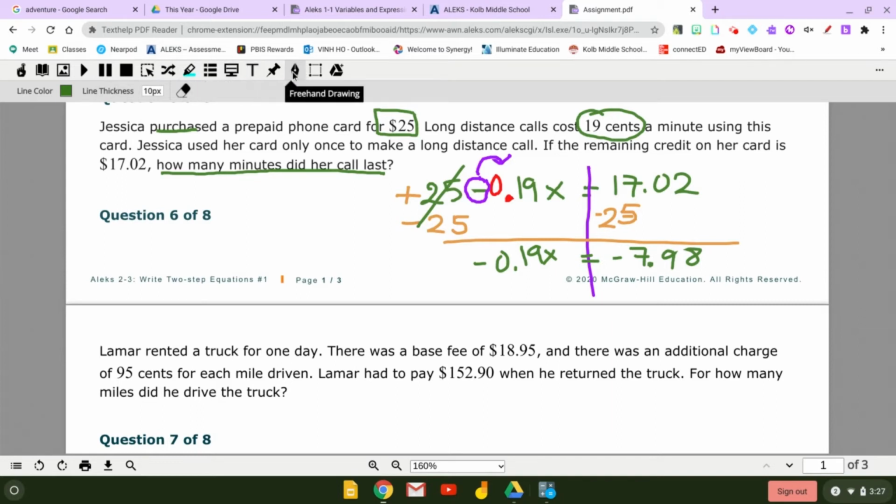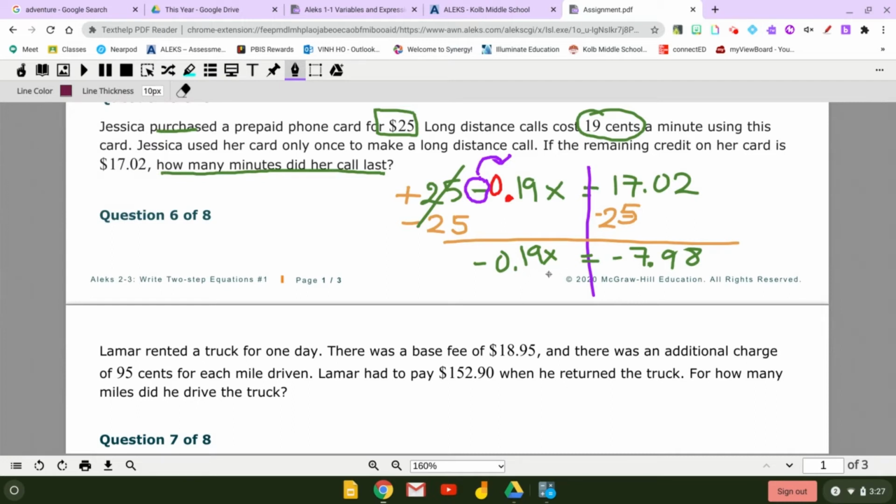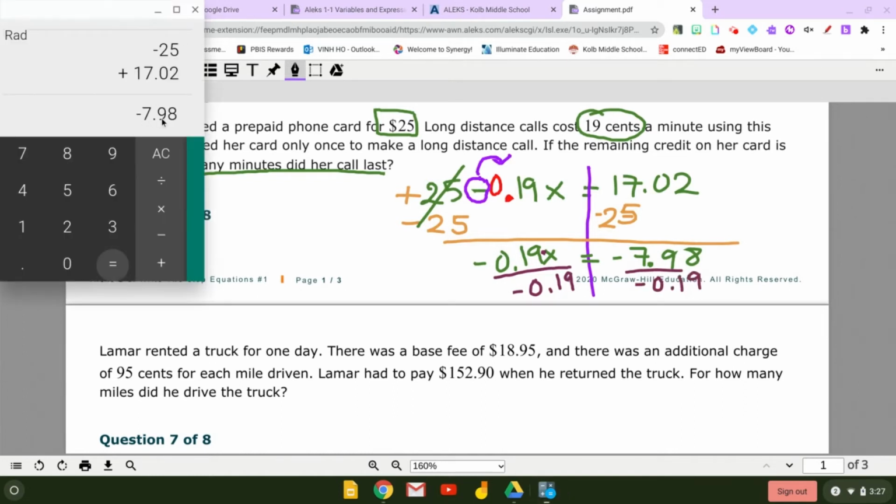Okay, and continue solving for x. What we have to do is get rid of negative 0.19. How do we do this? So 0.19x means 0.19 times x. We have to do the opposite operation. We're going to divide by negative 0.19. We're going to go back to our calculator. The answer is still there. What we're going to do is divide by negative 0.19. Oh, I missed the division, so let's go back one step.